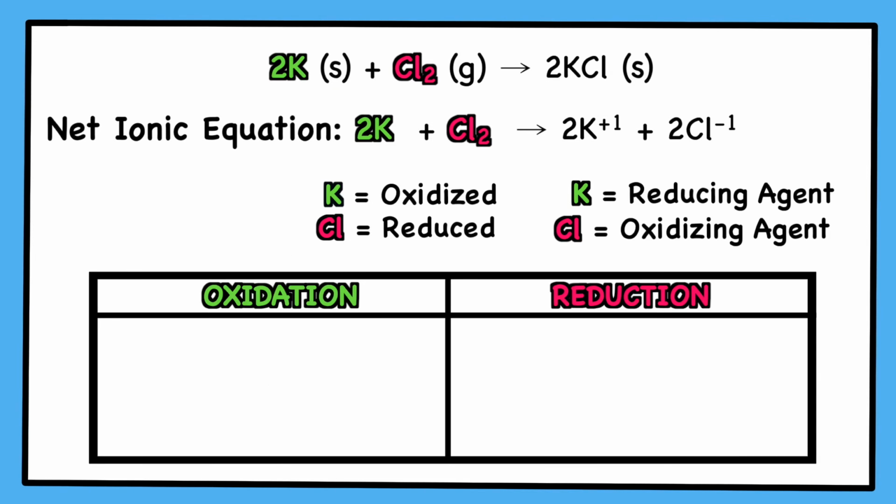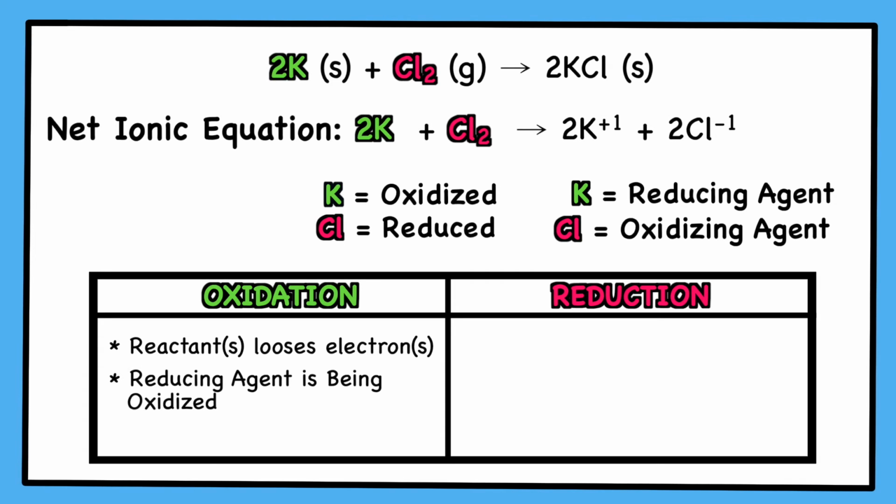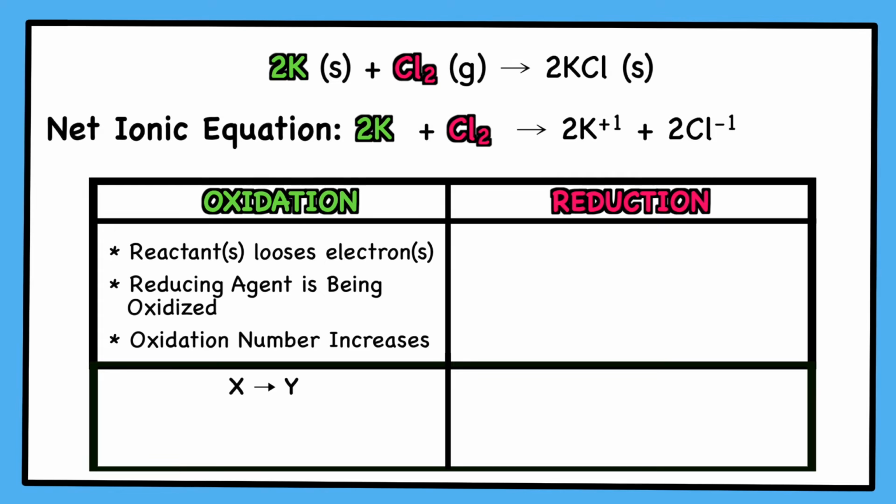Oxidation is when reactants lose electrons. A reducing agent is one being oxidized, and the oxidation number of an atom increases. In the process of X turning into Y, X loses electrons. X is a reducing agent and becomes oxidized, and the oxidation number of X is increased.